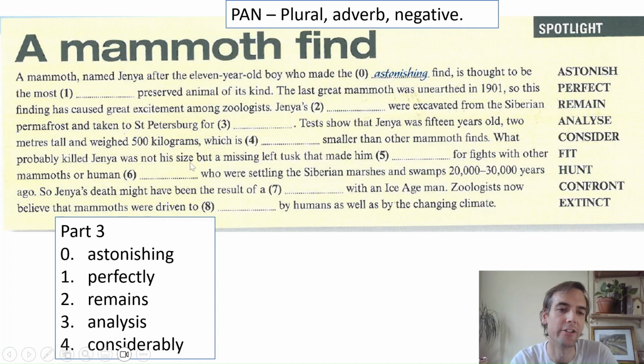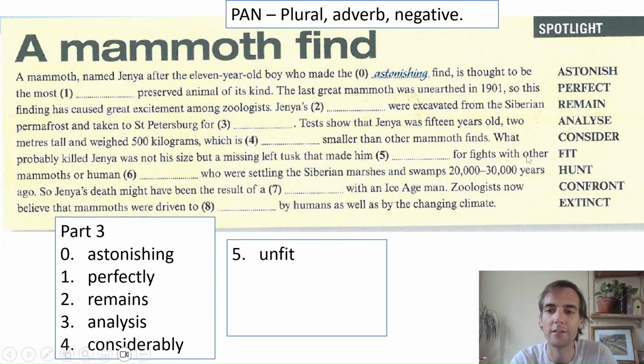What killed Jenya was not his size. I've been misgendering Jenya. I apologise. But a missing left tusk that made him unfit for fights. Well, a mammoth without a tusk. Oof, this is a bit emasculating, a bit embarrassing. He's not fit. He's unfit, of course. Not just against other mammoths, but against human what? Well, we need a type of people. The way we make people nouns, teach, teacher, sing, singer, football, footballer, is with the ER.